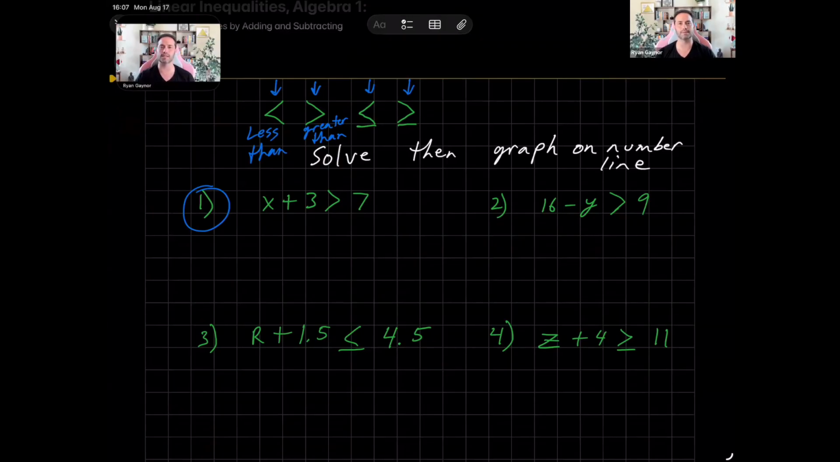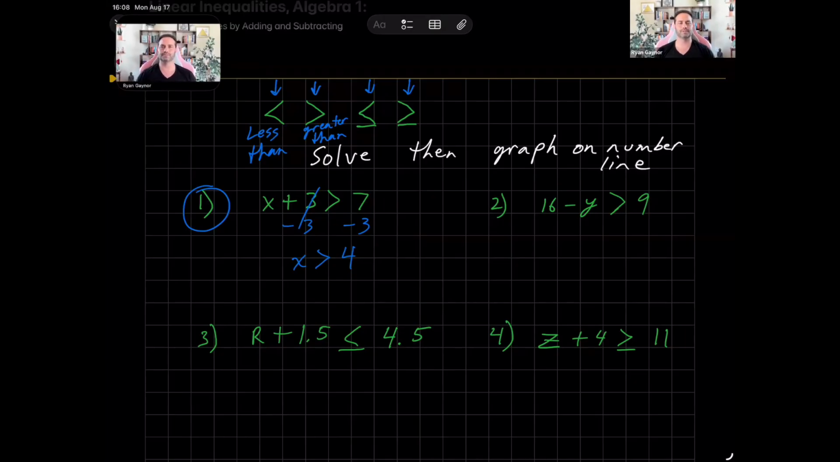All right, so what's happening to the variable? Well, it says plus 3, right, so we do the opposite, which is minus 3. That cancels out, and we have x is greater than, whoa, see, we all make mistakes. It's all good. X is greater than 7 minus 3, which is 4.